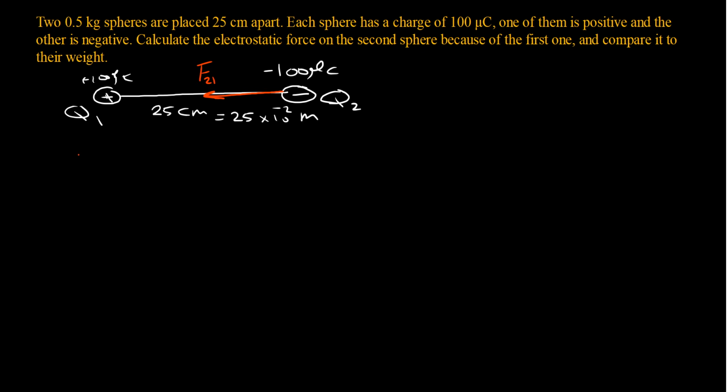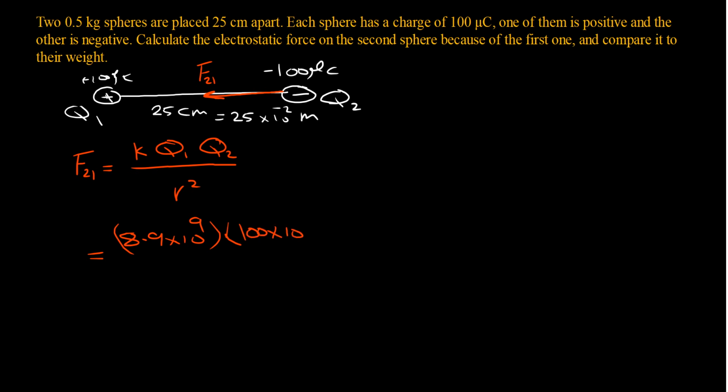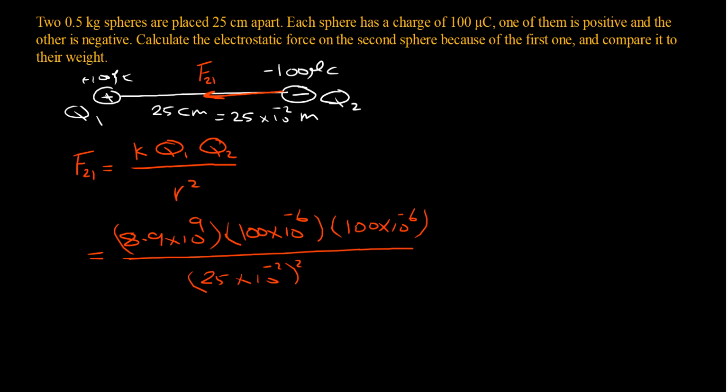If I want to calculate that, it will be F21 equals K Q1 times Q2 over r squared. Let's place the values: 8.9 times 10 to the power 9, times 100 times 10 to the power minus 6, also 100 times 10 to the power minus 6, all divided by the distance squared. If we do the calculation, that should give me 1,424 Newton.